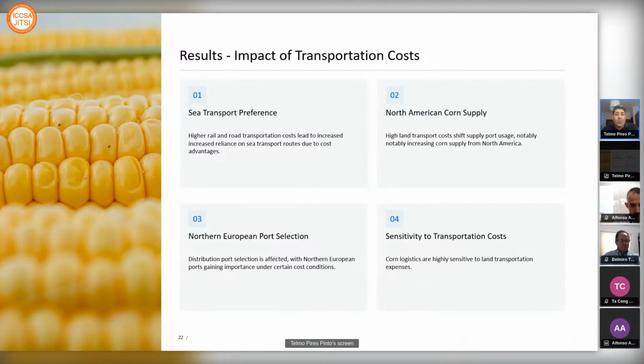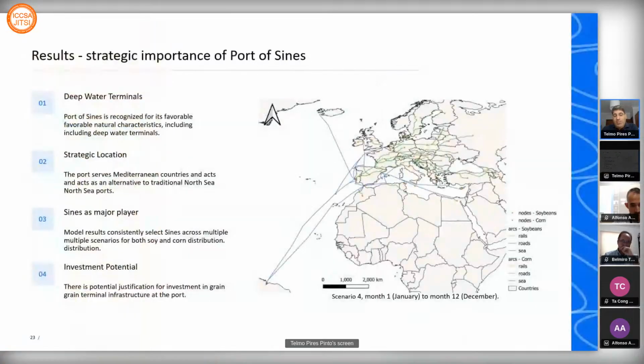Finally, it is important to note that corn logistics are very sensitive to changes in land transportation expenses, which significantly impact the supply chain decisions. Finally, in terms of results, the port of Sines is well known for its deep water terminals, which provide natural characteristics for maritime activities. Its strategic location allows it to serve countries in the Mediterranean and offers an alternative to the traditional North Sea ports.